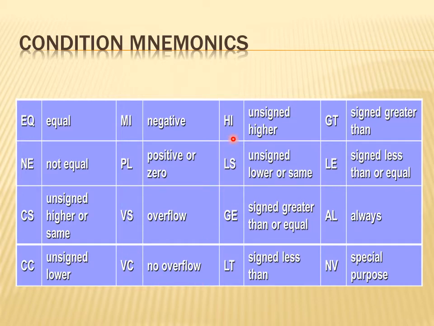HI stands for unsigned higher. LS stands for unsigned lower or same. GE stands for signed greater than or equal. LT stands for signed less than. GT stands for signed greater than. LE stands for signed less than or equal, and AL stands for always. NV stands for special purpose.